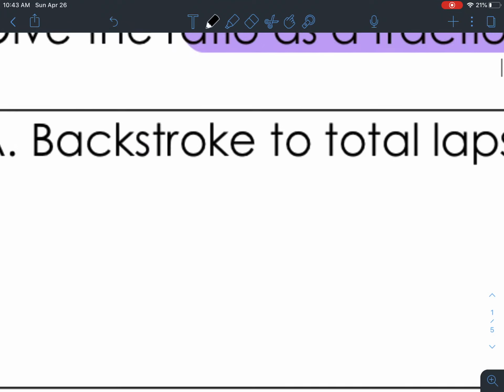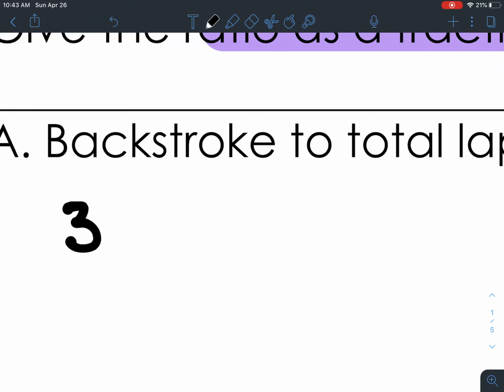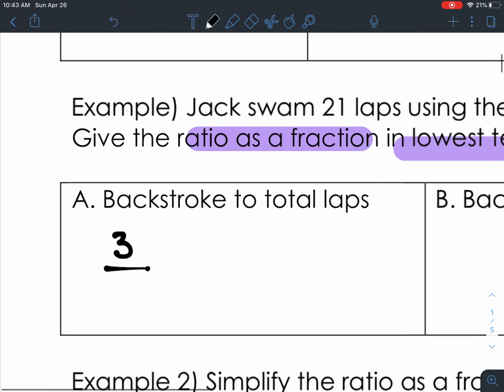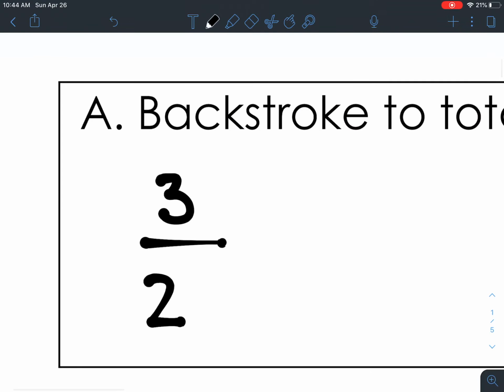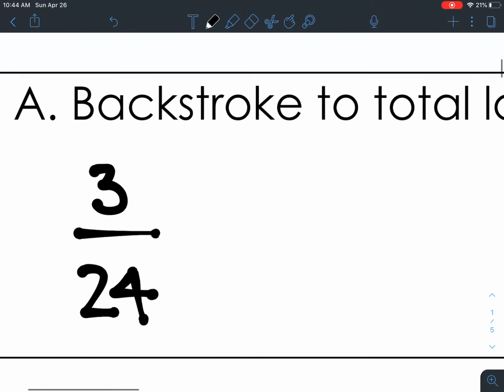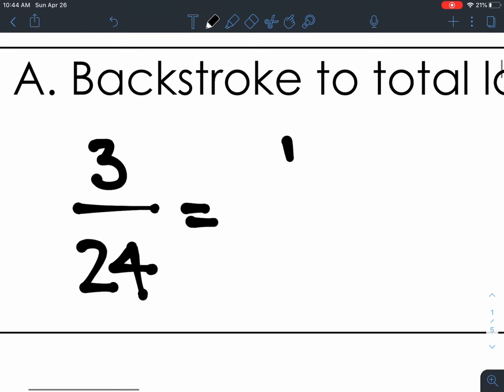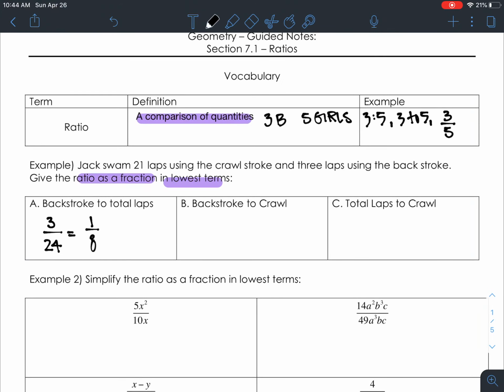So he did 3 backstrokes over total laps, which would be 24, because you have to add the 21 and the 3 together. So reducing that, you would get 1 to 8. So what that means is for every 1 backstroke, he did 8 total laps, okay?